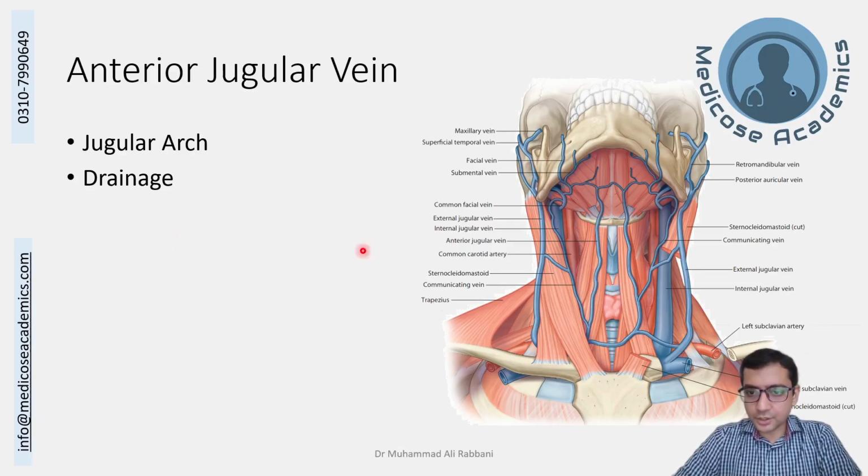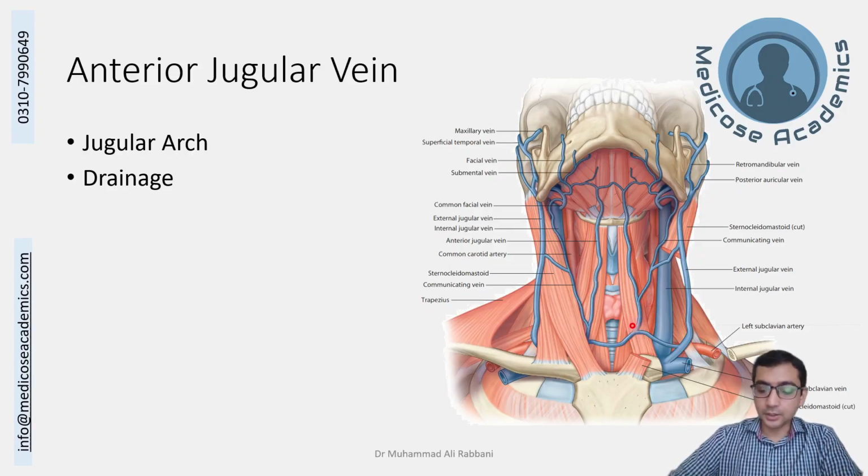This was about the jugular arch. This is the jugular arch. The anastomosing arch that joins the two anterior jugular veins is called the jugular arch.